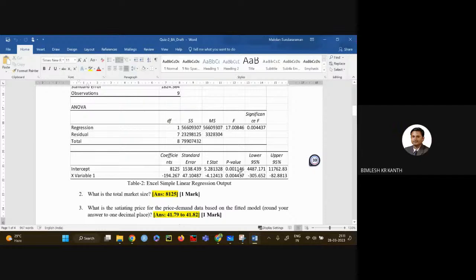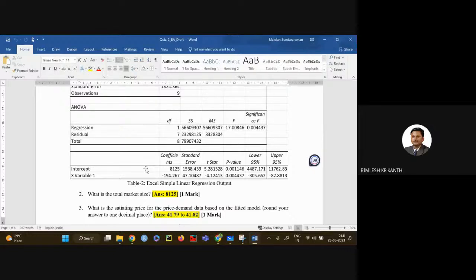But then what is the standard error? The standard error is basically, this is not a fixed number, right? It is got for a set of data, and there is an error associated with it. So that is what this is. So 8125 plus or minus this value could be a good estimate for your intercept. That is what it means.